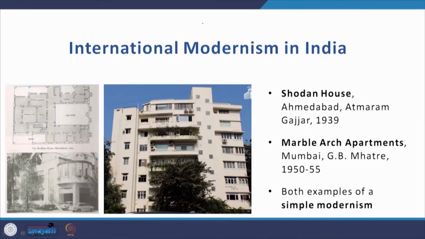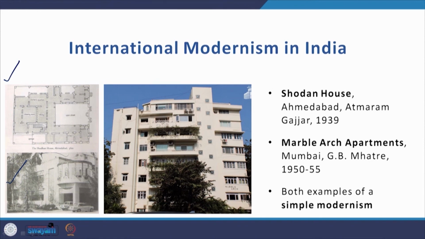Now, when we look at international modernism's appearance in India, we can, for example, go back and look at the Shodhan house, not by Corbusier but by Atmaram Gajjar. Atmaram Gajjar's Shodhan house in 1939, which is this one, has been demolished, doesn't exist, but John Lang gives us a picture of this, and this house was a very simple example of modernism, as you can see in this, the kind of very simple massing.